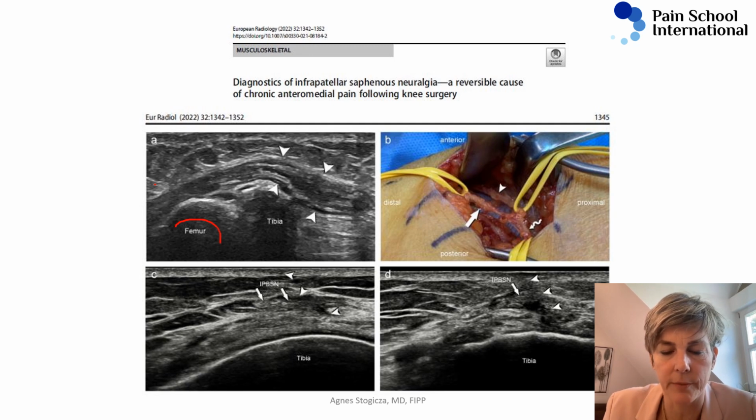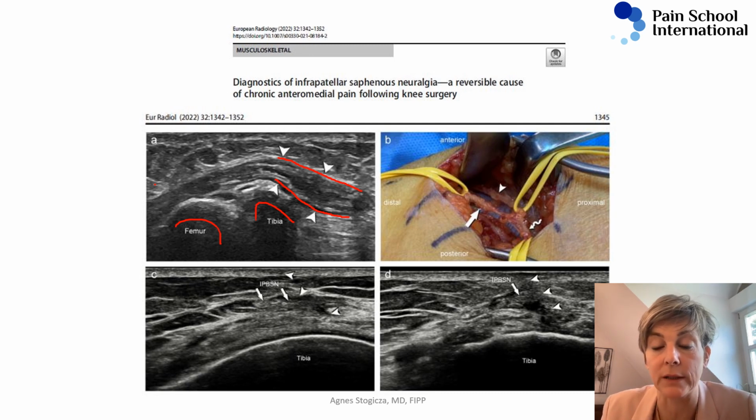Here you have the femur, the tibia, and you can see this is the outline of the nerve. You can see a neuroma. So sometimes you can actually observe a big, huge neuroma, even on a small nerve like this, and then you know it is a problem. It's good for diagnostic purposes as well.